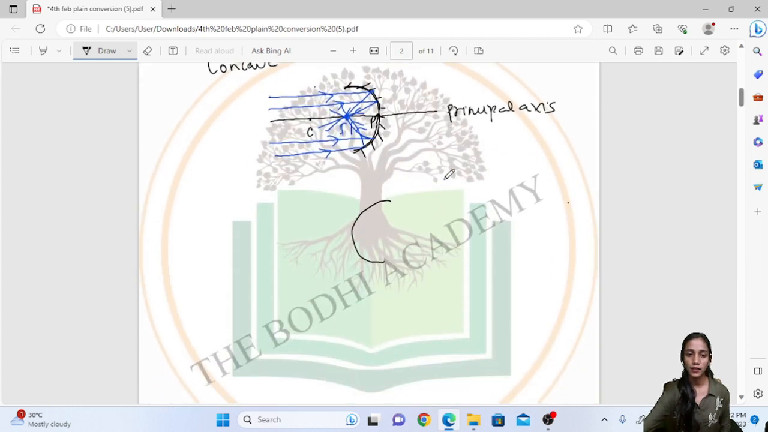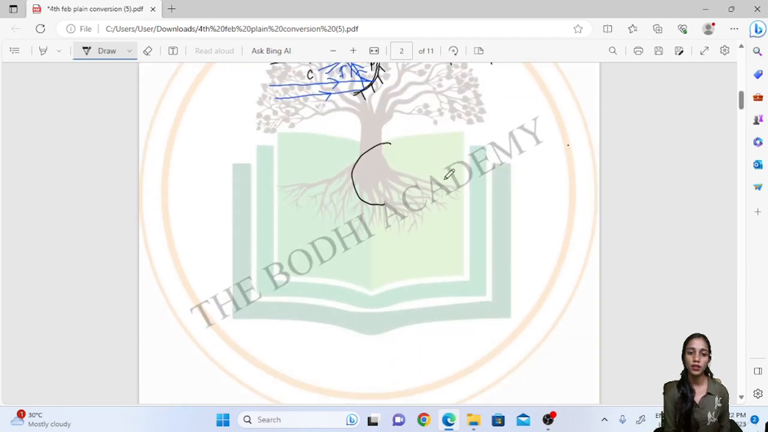For this reason we have placed the mirror this way, because the object has to be this way and the reflecting surface has to face this way. So the convex mirror will be placed this way. This is the reflecting surface of the convex mirror. The outer surface becomes the reflecting surface, and the inner one is the plane surface.